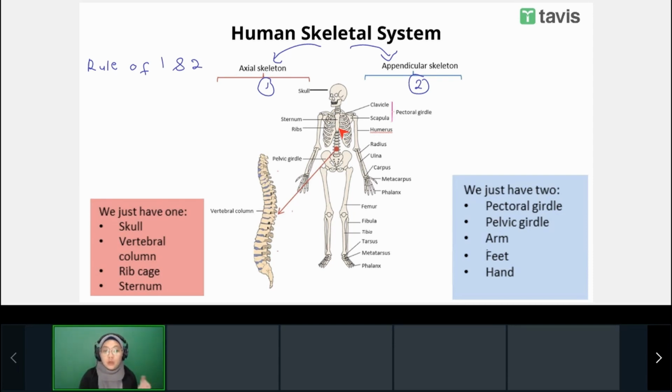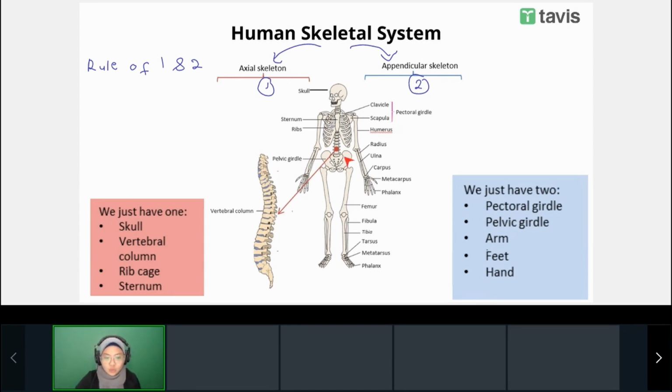Okay, the rule of 2. What is the rule of 2? 2 stands for appendicular. Any bone that we have two of, a pair of bones, such as the pectoral girdle, the one at our shoulders, the combination of the clavicle and scapula. We have two, on the right side and the left side. So this one is an appendicular skeleton.